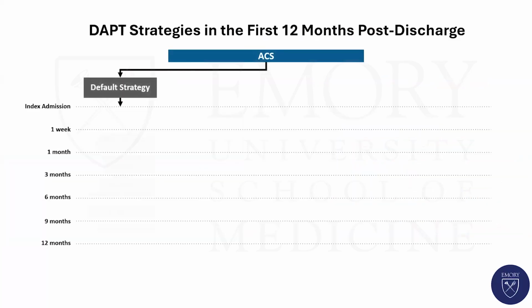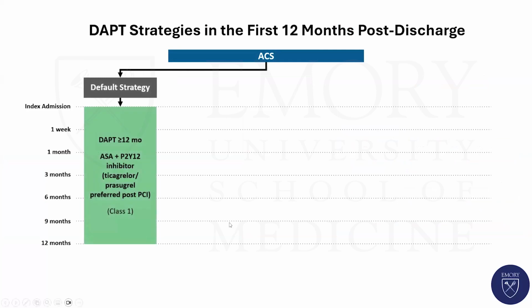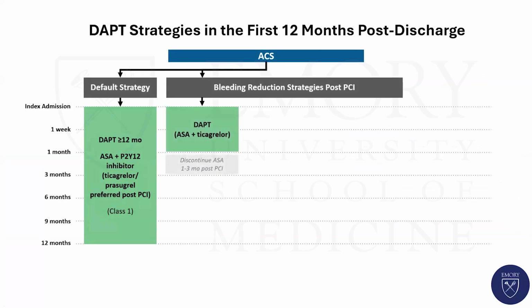What about DAPT strategies? The default strategy for the first 12 months, aspirin plus a P2Y12 inhibitor, particularly potent inhibitors such as ticagrelor or prasugrel, post-PCI is preferred, this is class 1. In terms of bleeding reduction strategies, you could still use DAPT with aspirin and ticagrelor for the first month, discontinue aspirin 1 to 3 months post-PCI, and be on monotherapy with ticagrelor, that's class 1.